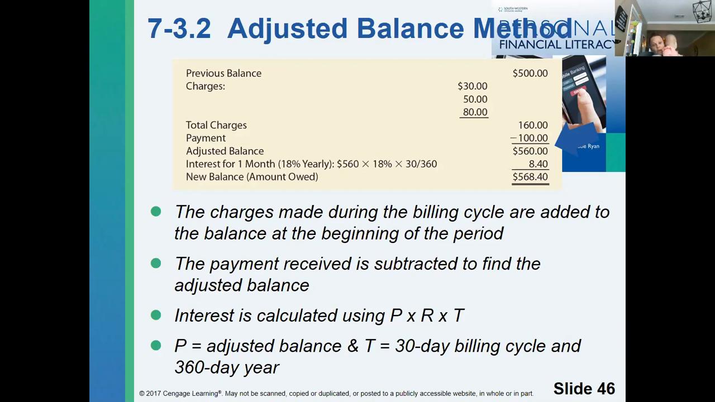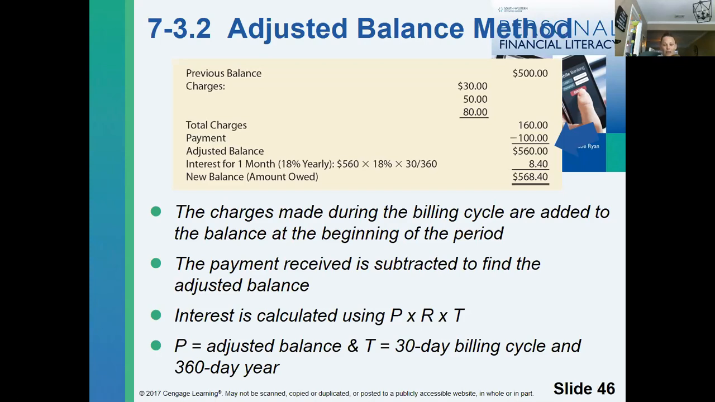So 18% yearly. $560 times the 18%, which we know we would do 0.18, and then times 30 over 360. So they're using the equation interest equals principal times rate times time. And for the time, they're using a 30-day billing cycle out of a 360-day year. That's kind of going to be the standard.